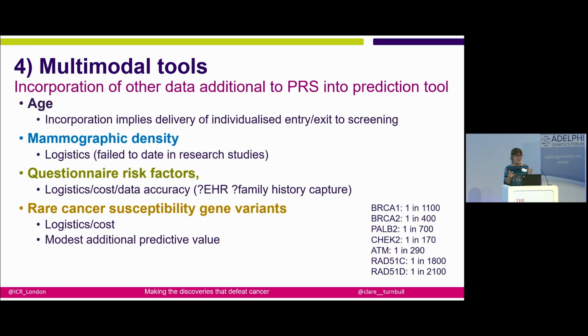Age, I always think, is cheating to put in the score. We know that cancer risk increases as you get older, but it's not just that. If you put the age into the score, the solution you're proposing is that Mrs. Jones starts breast screening at age 53, Mrs.